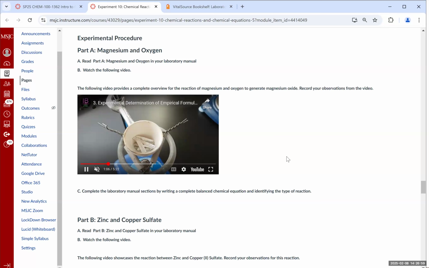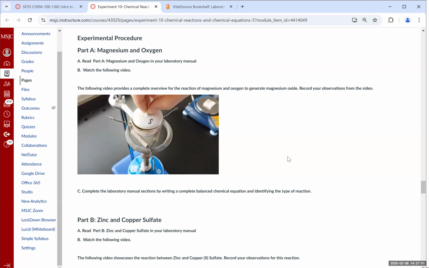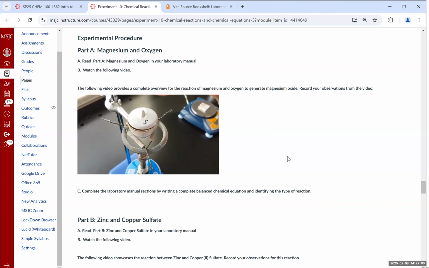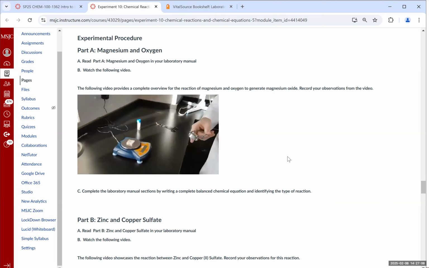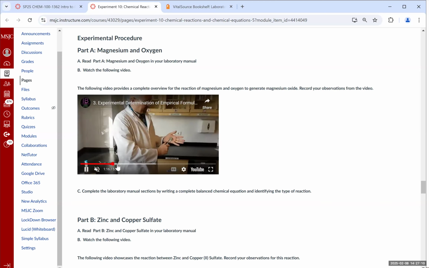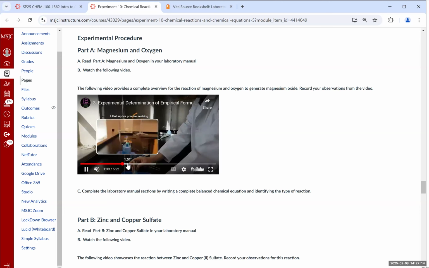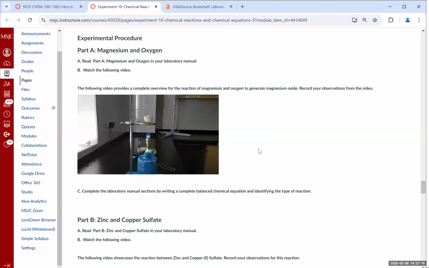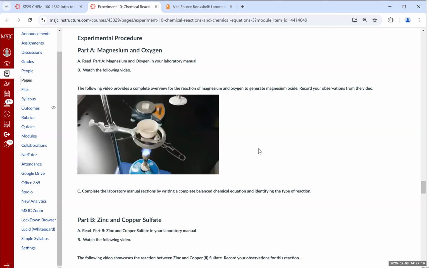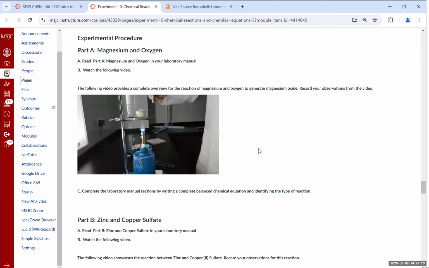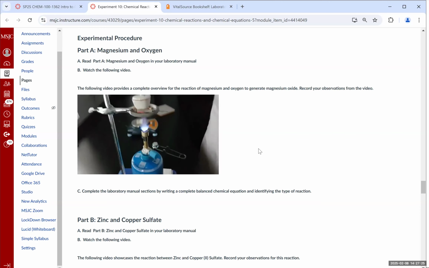Okay. So here is our magnesium ribbon. They're taking it in a crucible and they are heating the magnesium ribbon. Okay, they're using a reasonably strong Bunsen burner flame. And I want you to pay attention to what's going to happen once the crucible gets hot. You'll be able to see it.